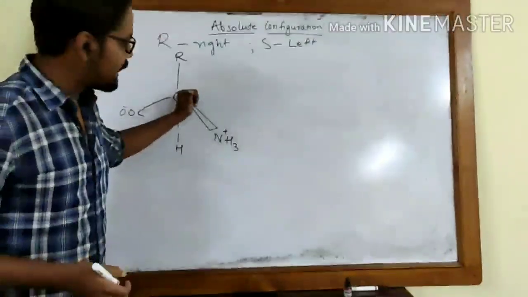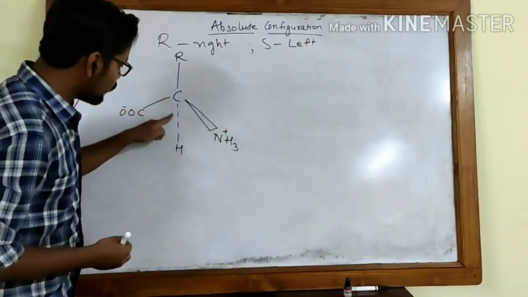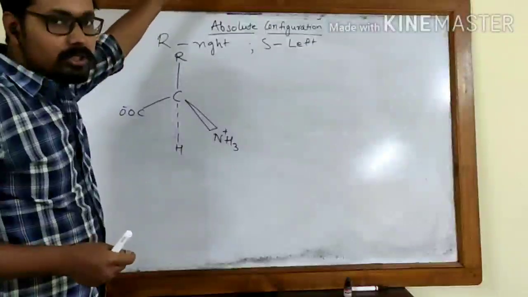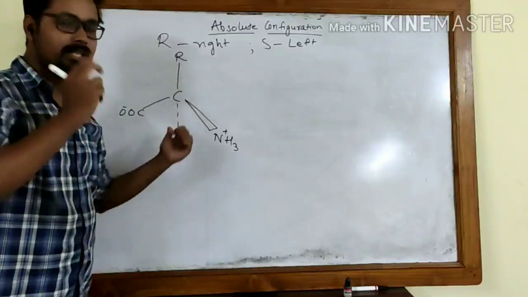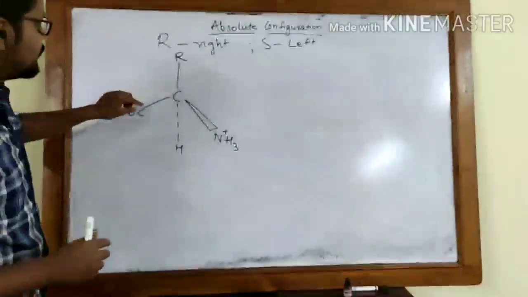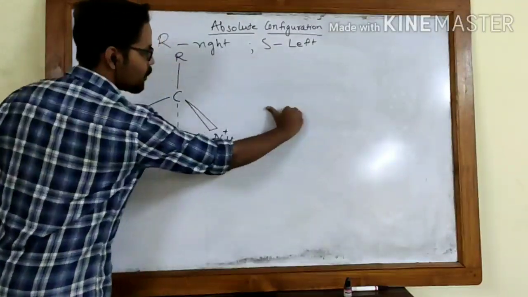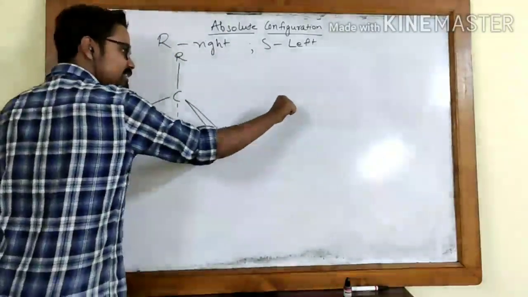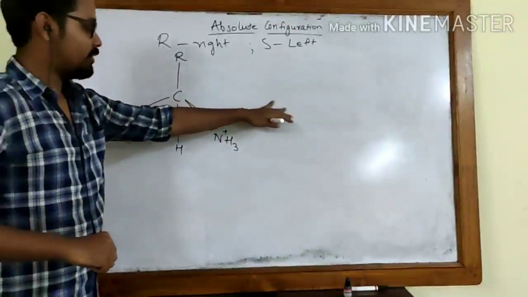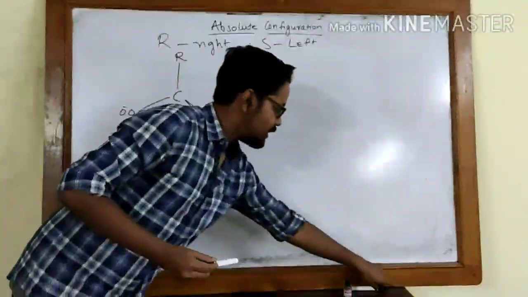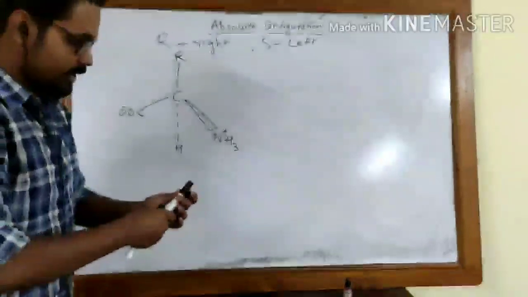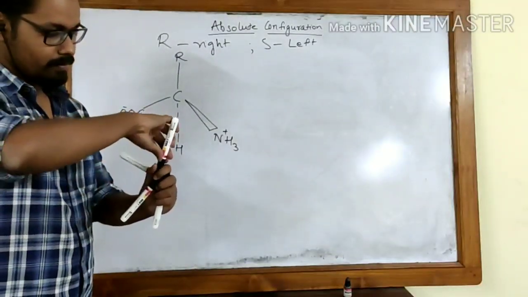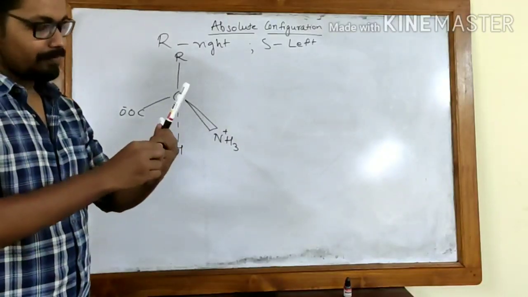What does this mean? This symbol means that the NH3 is coming out of the board. This dotted line means the hydrogen is towards the inside of the board, the R group is towards the top, and COO minus is towards the left-hand side. So these two, R and COO, are in this plane, one towards the top, one towards the left. NH3 is coming out of the board and H is going inside the board, towards the back. If I take these four and try to show you how it is formed, it is like this.